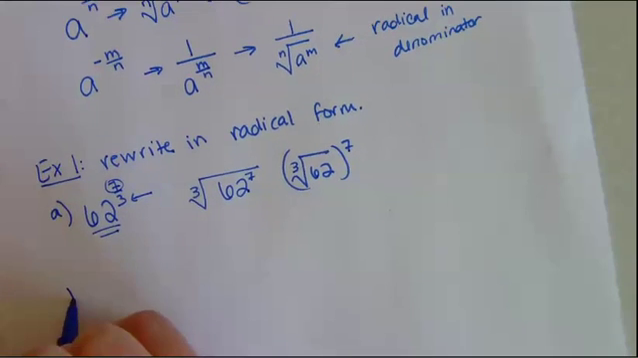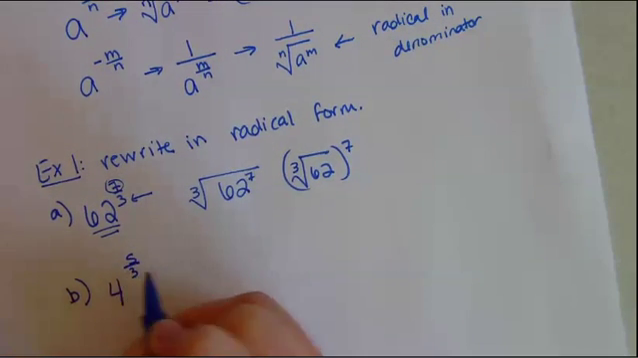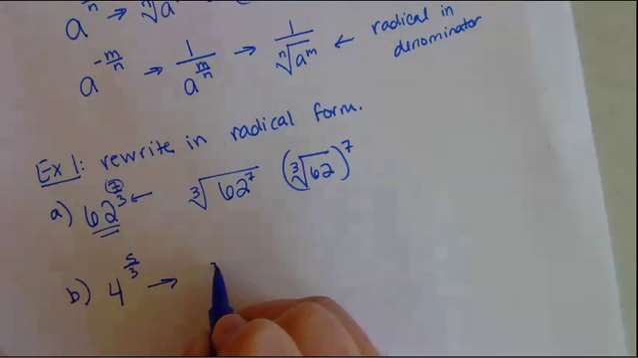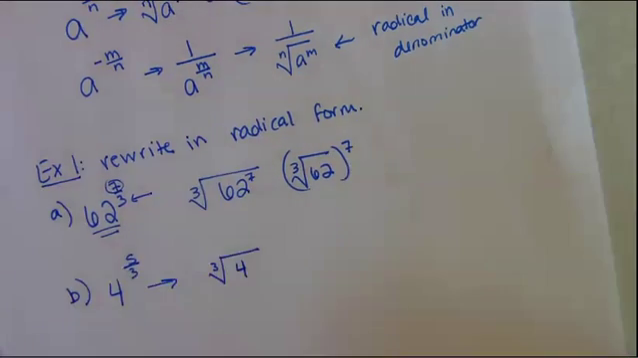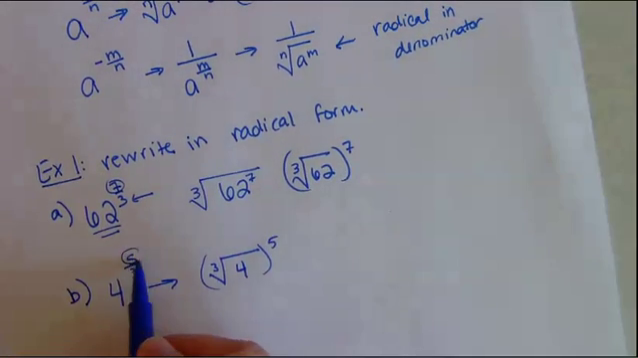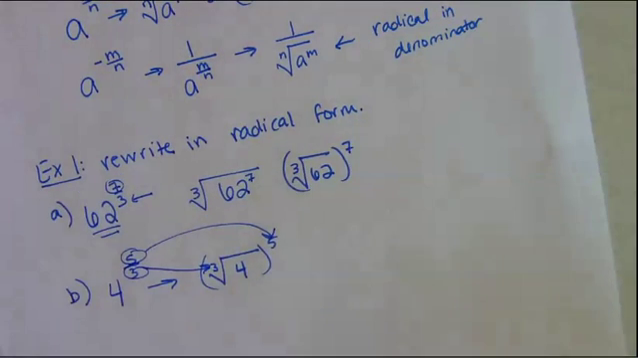Try another one. We could have 4 to the 5/3 power. So we have, again, another root 3. That 4 is going to go on the inside, and then that 5 is going to go on the outside. So you can see that this becomes the exponent, and this denominator becomes the index.